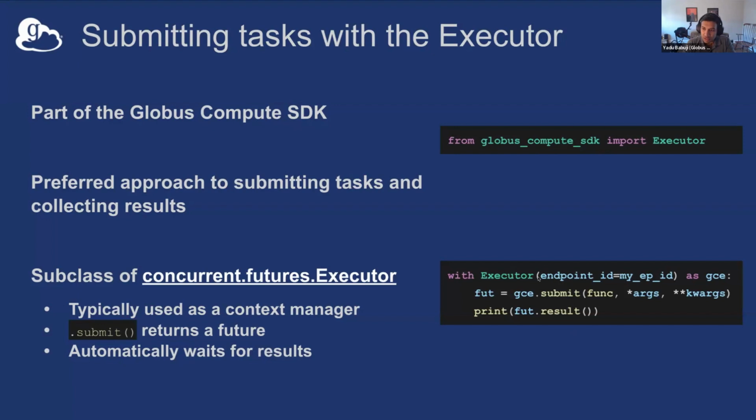Now, the executor that we are using is basically a subclass of the concurrent.futures Executor class. It's the standard, popular method for doing this sort of asynchronous execution in Python. And just to note, while you can use the executor without using it as a context manager, it's best practice to use it as a context manager so that there is efficient cleanup afterwards.